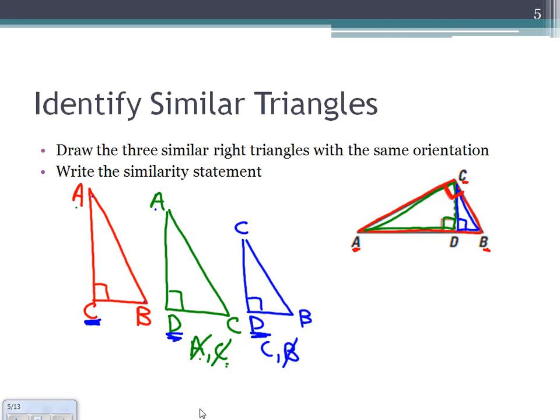Okay? The last thing we need to do is to write the similarity statement. The similarity statement, we write the triangle. Can somebody name my first triangle for me, please?